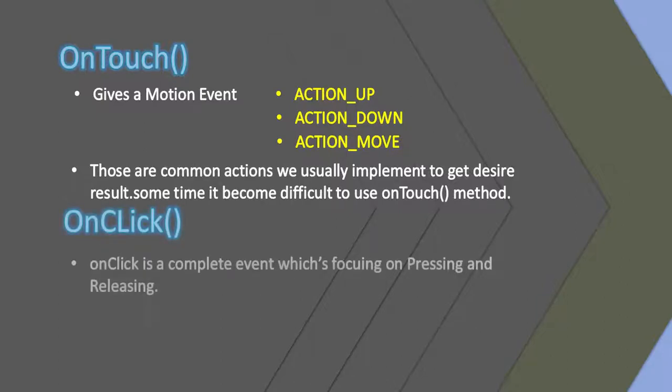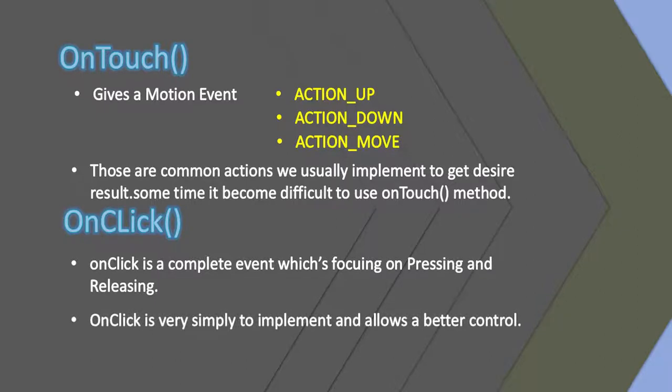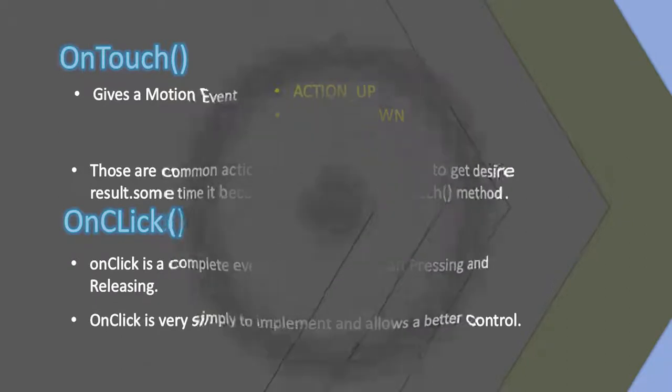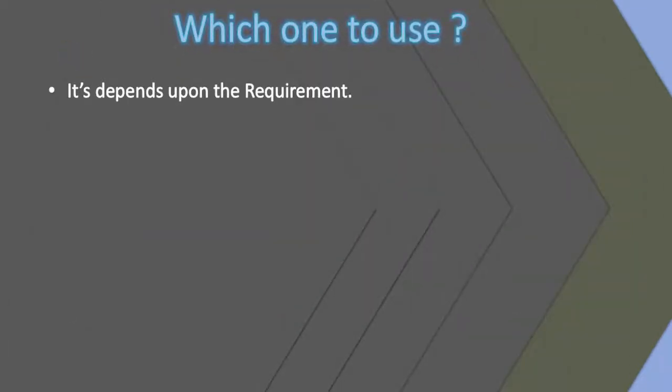But in the case of onClick, it is a complete event which focuses on pressing and releasing of a button. onClick is very simple to implement and it allows better control. Some developers say the onTouch method works faster than the onClick method, but the difference is very minor and you can't notice it when you are using the application. Now which one to choose? It depends upon the requirement and the complexity of the application.